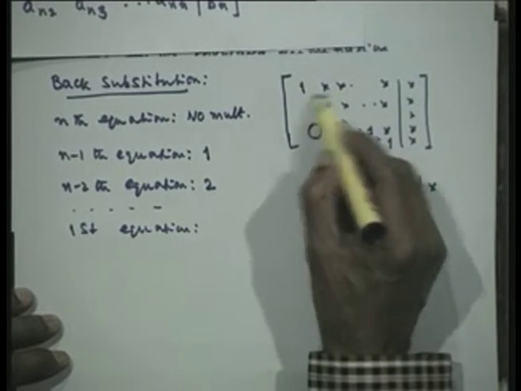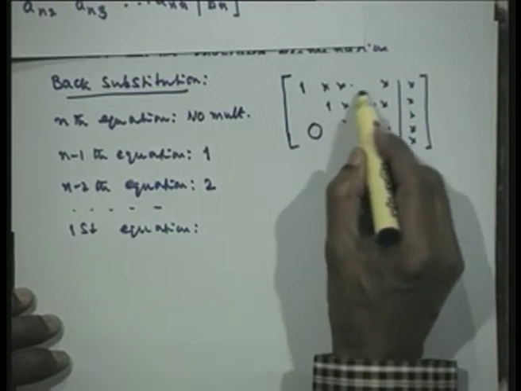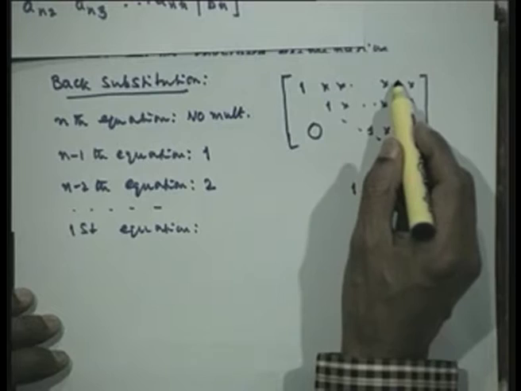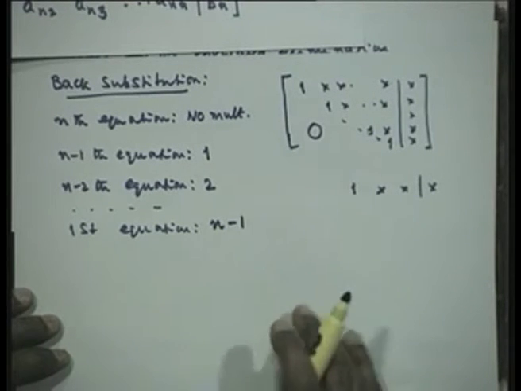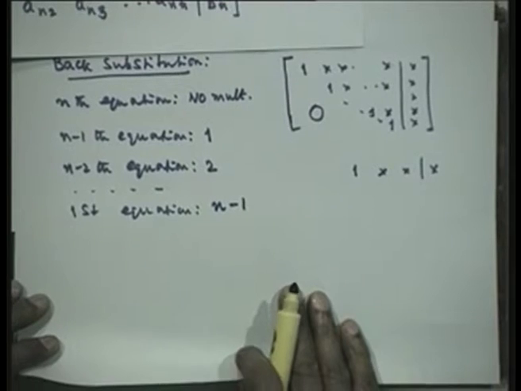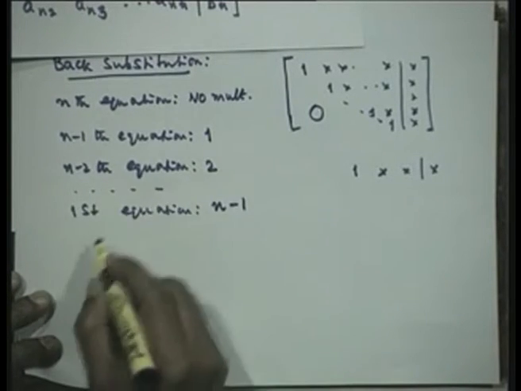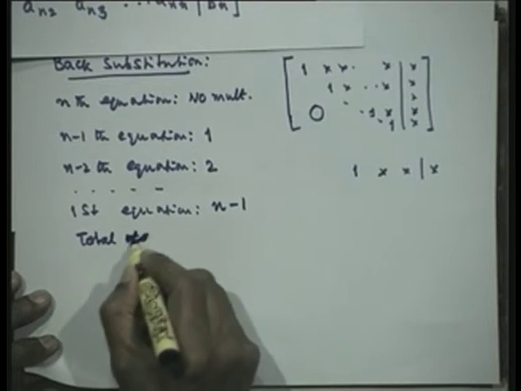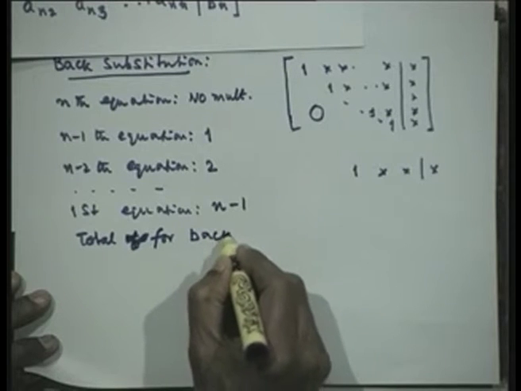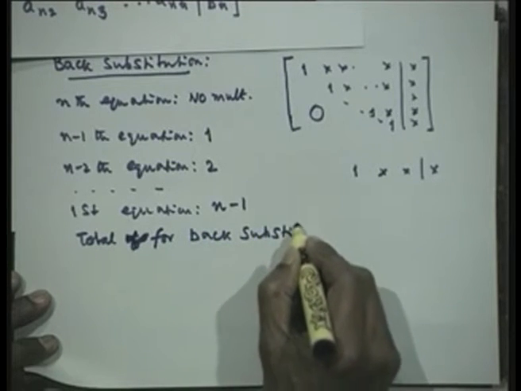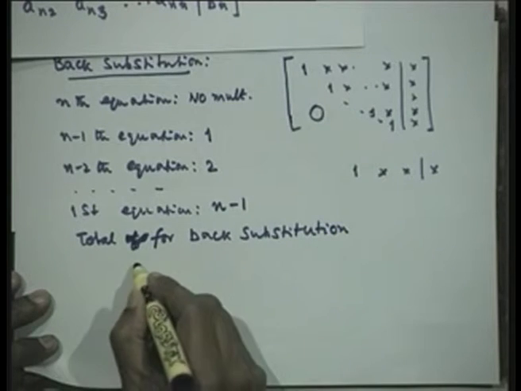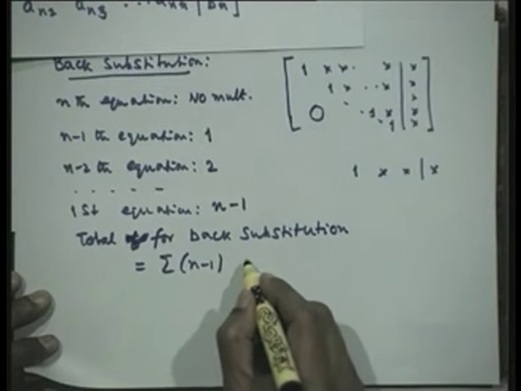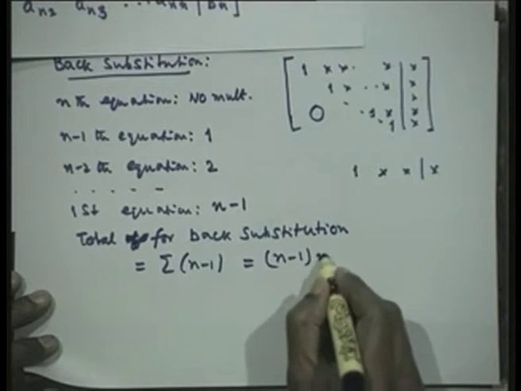Now, let us look at the first equation. In the first equation, I have to multiply these n minus 1 elements, take to the right hand side and add them. Therefore, I have got n minus 1 multiplications to be done here. So, this requires n minus 1 multiplications. Therefore, total for back substitution, let us do it. Total for back substitution is summation of n minus 1. So, this is n minus 1 into n by 2.